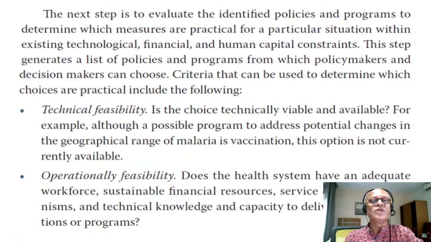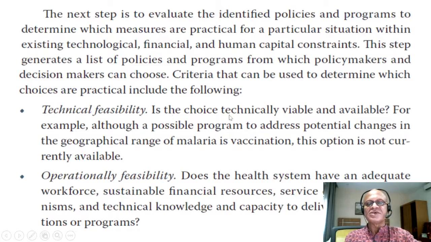Okay, so the next step is to evaluate the identified policies and programs to determine which measures are practical for a particular situation within existing technological, financial, and human capital constraints. Even though you may have a very good idea of how vulnerable the community is at every scale, and how vulnerable it will be in the future, eventually technological, financial, and human capital constraints are going to determine how resilient you are going to be. This step generates a list of policies and programs from which policy makers and decision makers can choose. Criteria that can be used to determine which choices are practical given these constraints include the following.